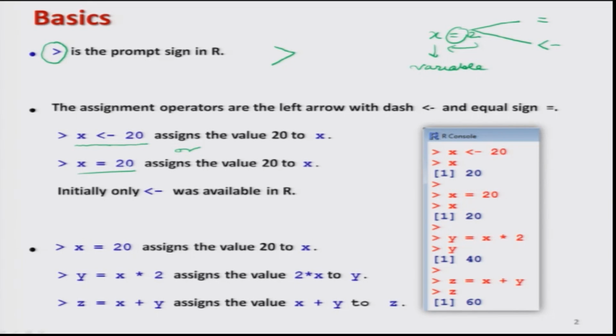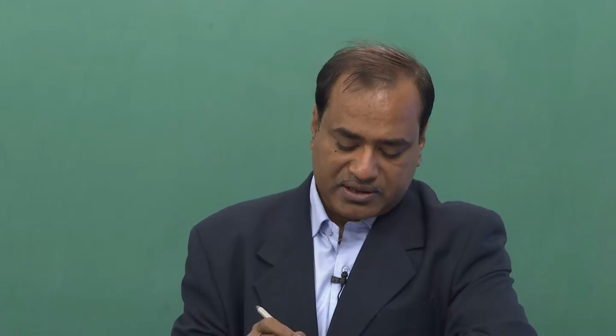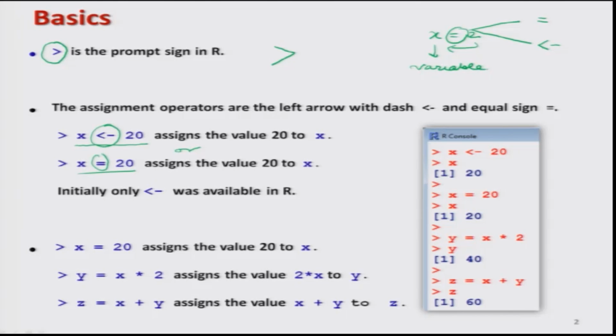Now, the question comes, why are there two symbols for the same job? Actually, when R started, it was developed on the lines of S-Plus, and in S-Plus the assignment operator was this one, less than hyphen. So, for some time R also continued with the same sign, but recently, with the updated version of R, they allowed the equality sign as well. So, in the current version of R, you can use any one of them.